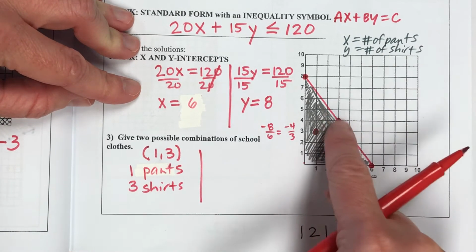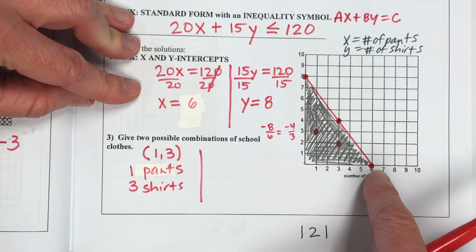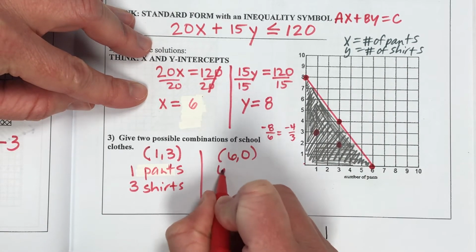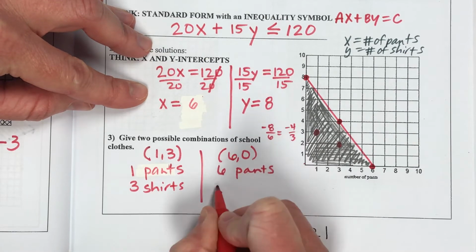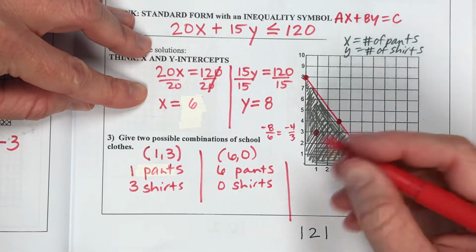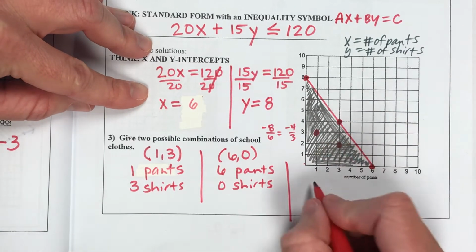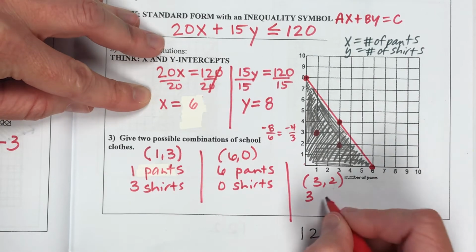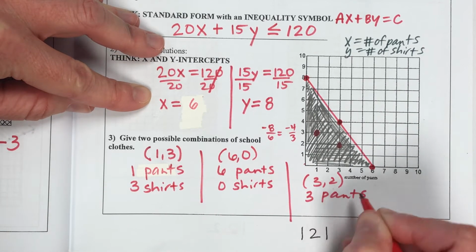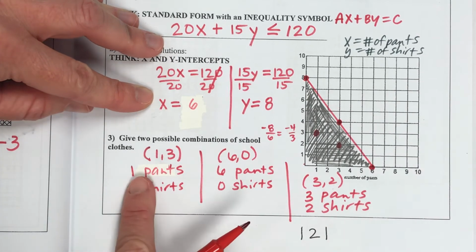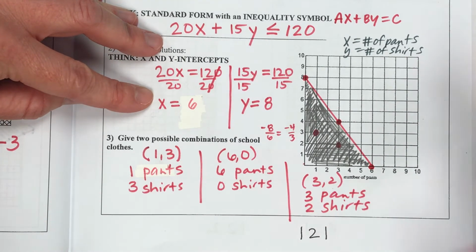Another point, even if you want to pick a point like 6, 0, that's a point on your line. So that could mean 6 pants and 0 shirts. Maybe you have all the shirts you want. Or maybe here's another one. I picked 3, 2. You could buy 3 pants and 2 shirts. And all of these would be spending $120 or less.